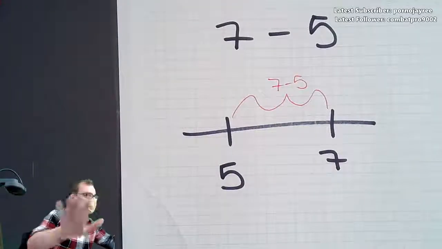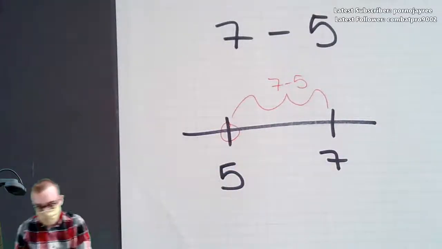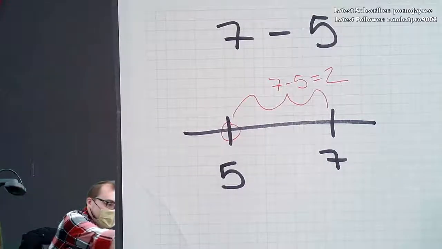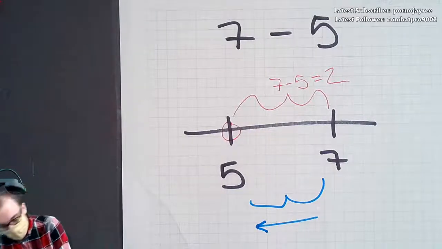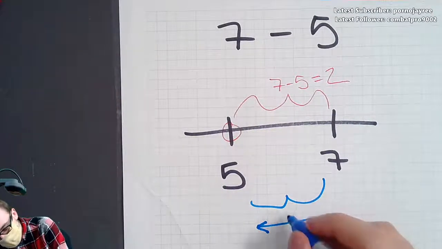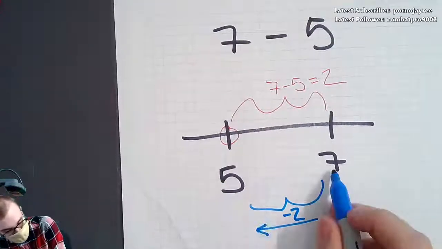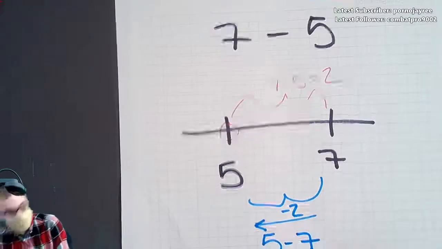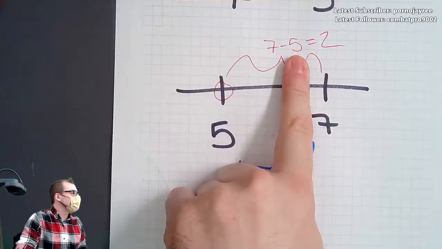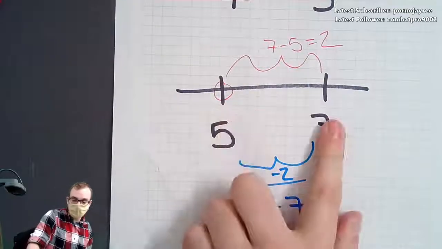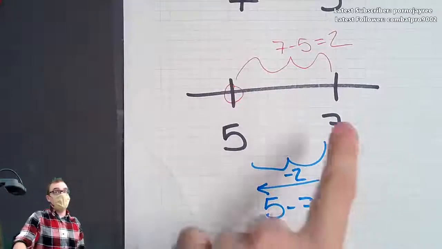Now, check this out. I start on 5 and I go to 7. How far did I move? 2 spots. But what if I start on 7 and go to 5? Subtract 2. In other words, I'm starting on 7 and going to 5, I'm asking the question 5 minus 7. So subtraction is a little weird. Where you start is actually the second number, right? 7 minus 5 is asking, starting on 5, going to 7, 2. 5 minus 7 is saying, starting on 7, going to 5, we go back 2.